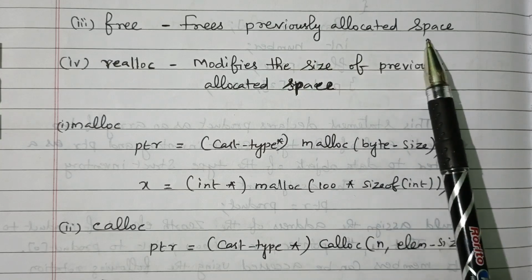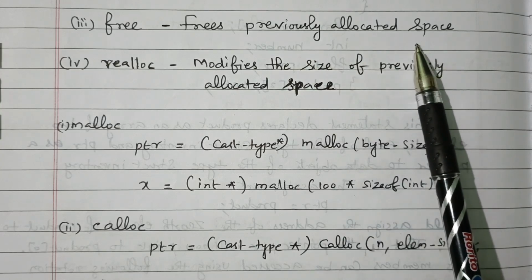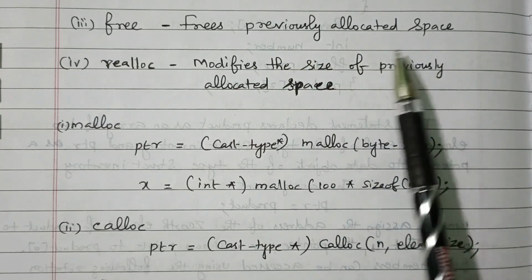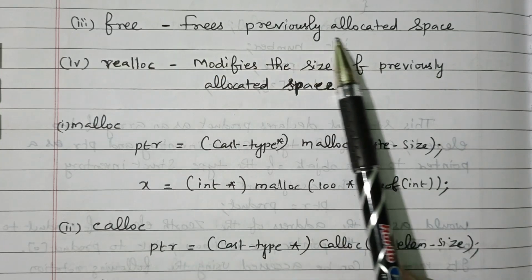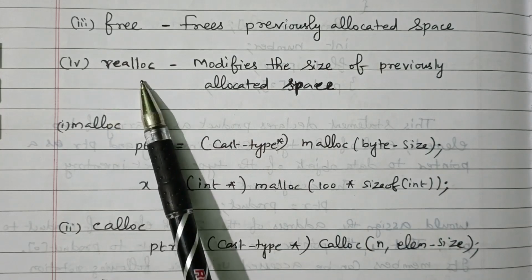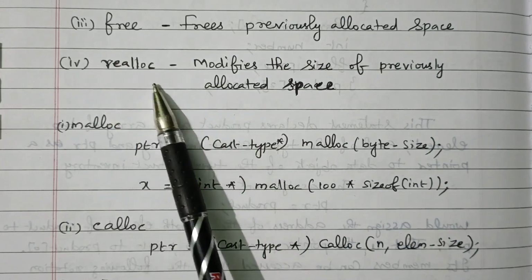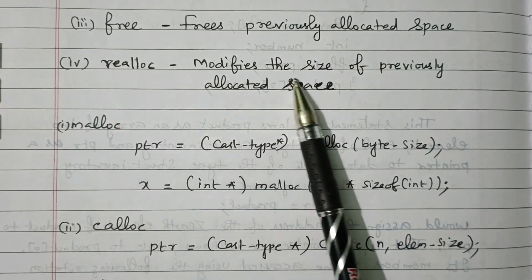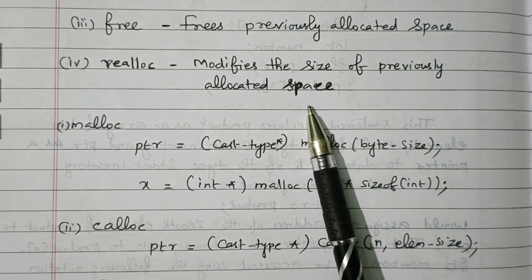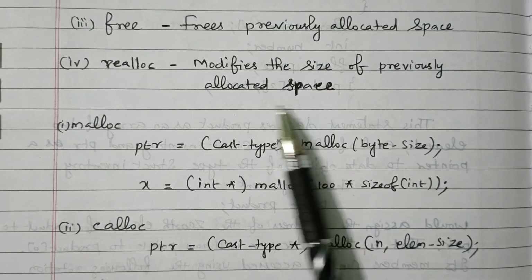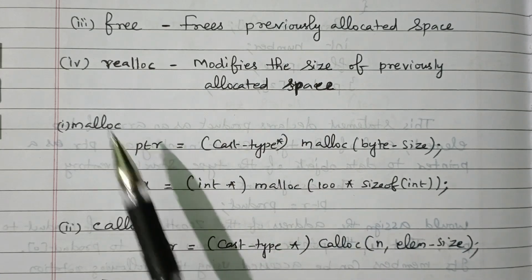Free frees previously allocated space. So here by using malloc, calloc, we allocated the memory. By using the function free, it will free the allocated memories. Realloc: already allocated, it will modify the size of the previously allocated space. By using malloc, calloc, we allocated. If any modification is there, we can use realloc.